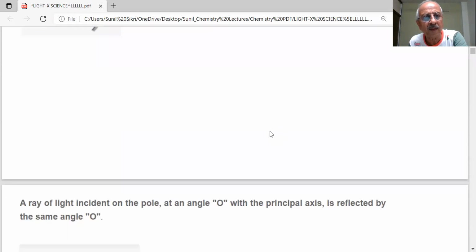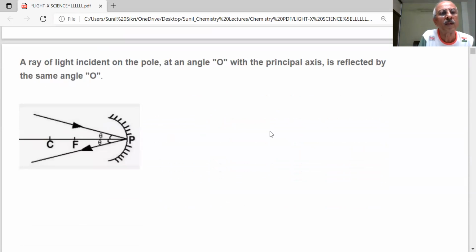Proceed further. Now I'm coming to the 4th rule. Rule number 4, students. It says a ray of light incident on the pole, this is my pole, makes an angle theta with the principal axis and is reflected back with the same angle theta. If a light is coming and falls on the pole, what will happen, student? It will be reflected, and you know the law of reflection holds true for all mirrors. We told you very clearly. This angle of incidence is equal to angle of reflection. This is my 4th law.